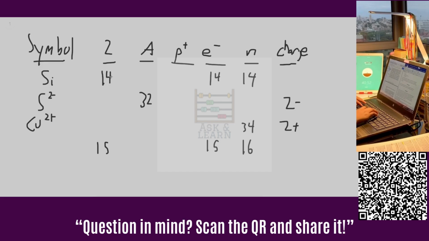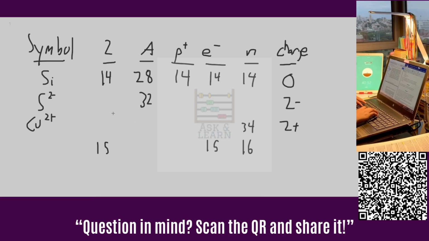So A is simply equal to the number of protons plus the number of neutrons, and Z is equal to the number of protons. So we know that this has 14 protons, and when we add protons and neutrons, we know that its A value is 28. And since the number of protons and the number of electrons are the same, the charge is 0.